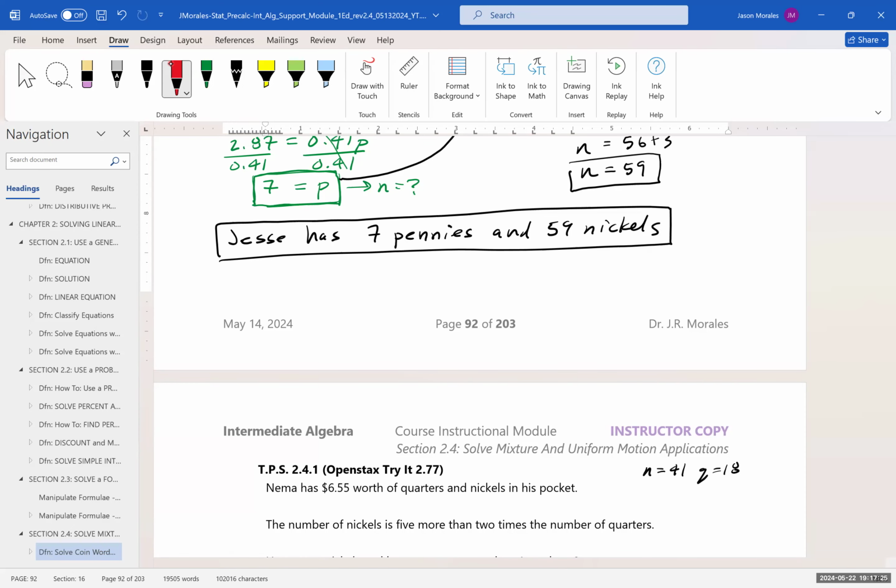Okay, the next word problem is a think, pair, share. So this is one that you should try on your own. Over here in the right-hand corner, I'm giving you the answer. Number of nickels should be 41, and the number of quarters is 18. So at this point, pause the video, and we'll pick up when you come back, and I'll share with you my solution. So go ahead and pause.